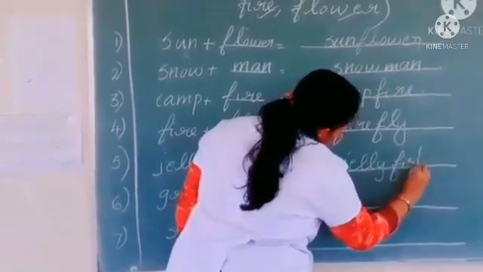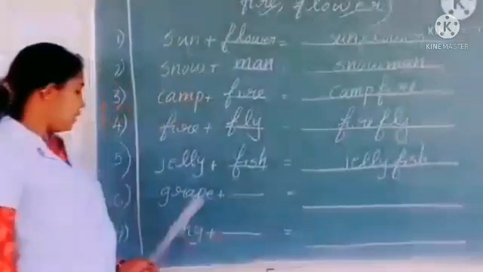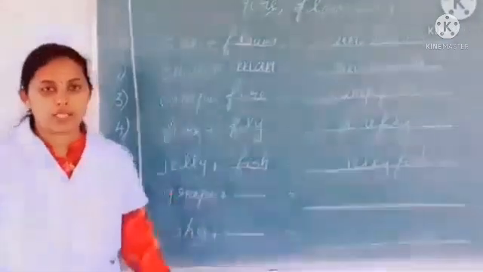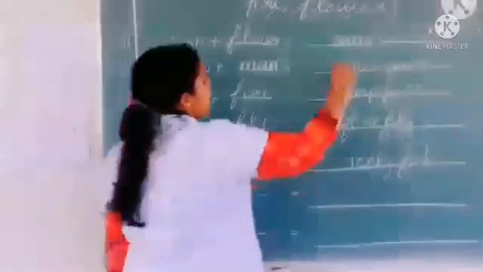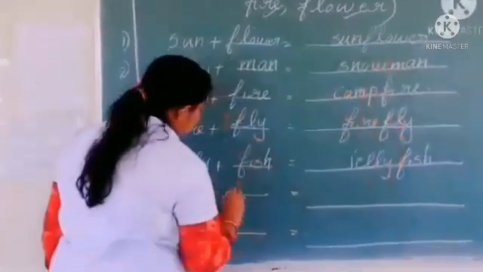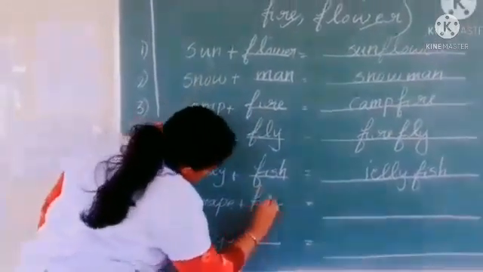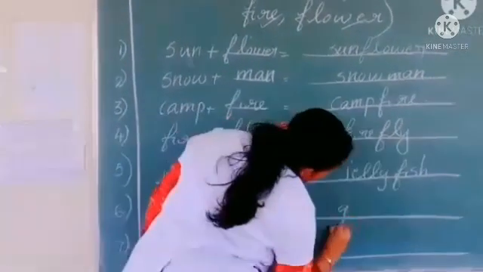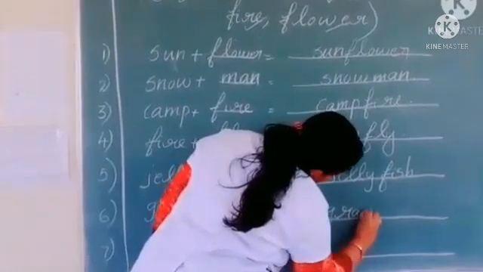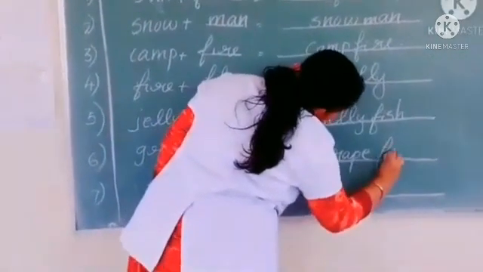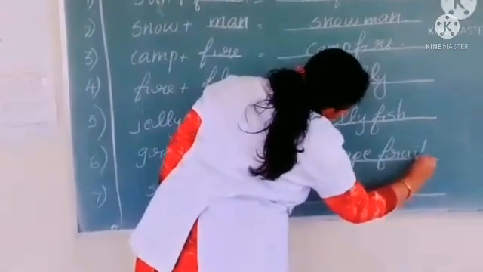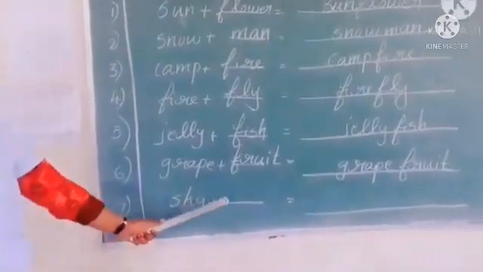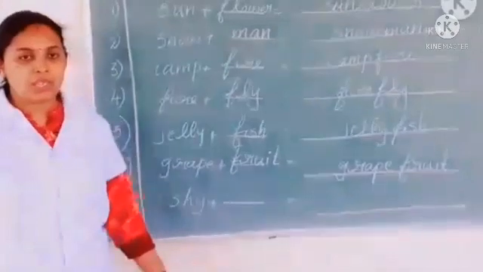And sixth one, grape plus dash equal to dash. Yes, grape plus fruit. F-R-U-I-T. It forms the new word grapefruit. G-R-A-P-E-F-R-U-I-T. Grapefruit.